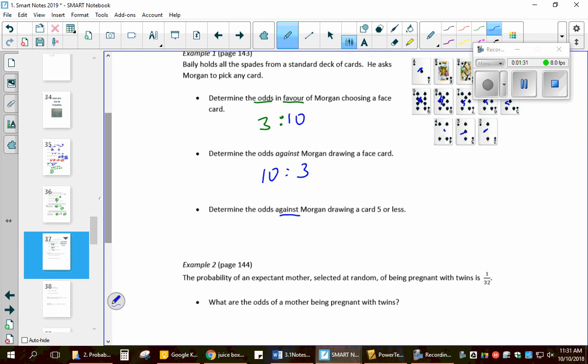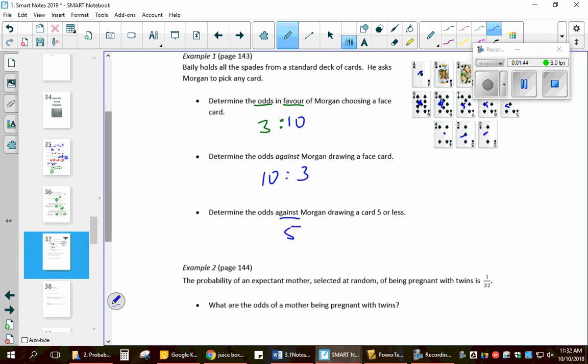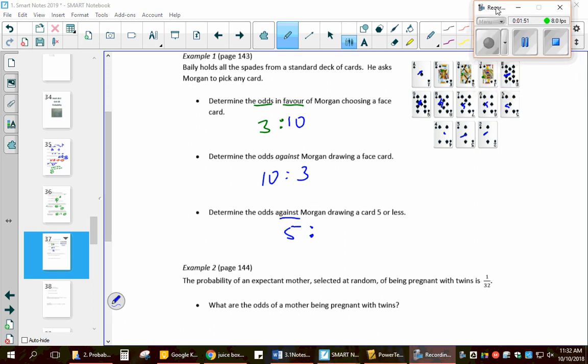So let's figure out all the cards 5 or less. So that's going to include ace in our deck. So that's going to be 1, 2, 3, 4, 5. So it's going to be 5, right? So there would be 5, and then what's the other side of this? How many cards do we have in total? 13, right? Yeah. Oh no, sorry, 13. So 5 to 8. They have to add up to 13.